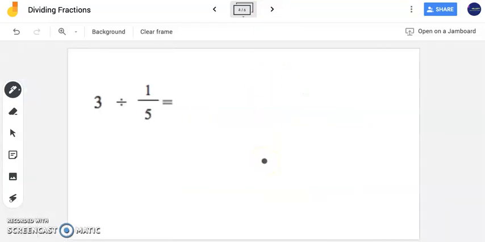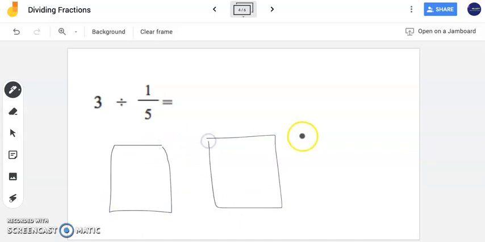Now for this one here, I have 3 divided by 1/5. You can choose to use a number line, a visual model, whatever works for you. Or some of you might have already started picking up on a little trick. So 3 divided by 1/5. I'm going to start with 3 wholes. 1, 2, 3.